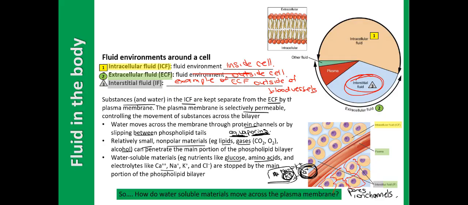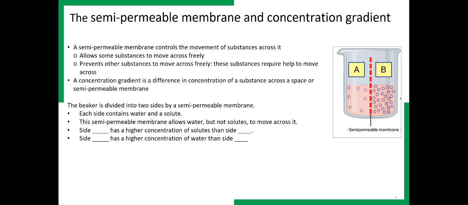And we're going to talk about the ion channels in a little bit. But first, before we go and talk about that, what I'm going to talk about is the idea of a semi-permeable membrane. So again, semi-permeable is the same as selectively permeable because it controls the movement of substances across it. It allows some substances, but not all substances, to move freely across the membrane.